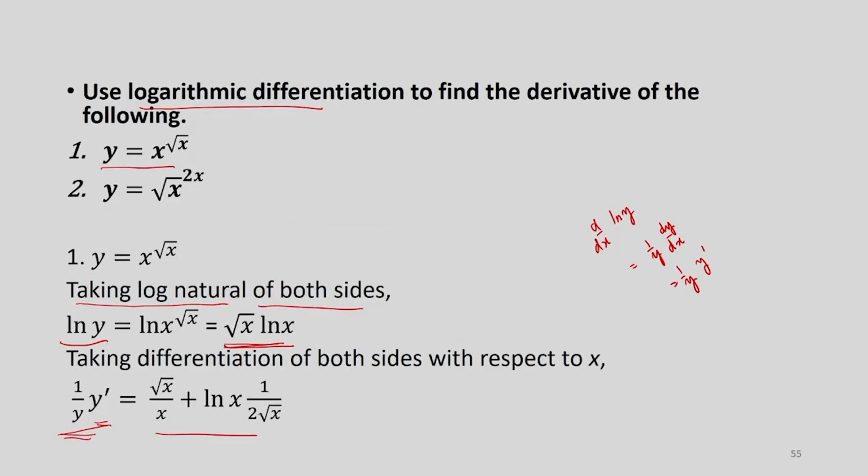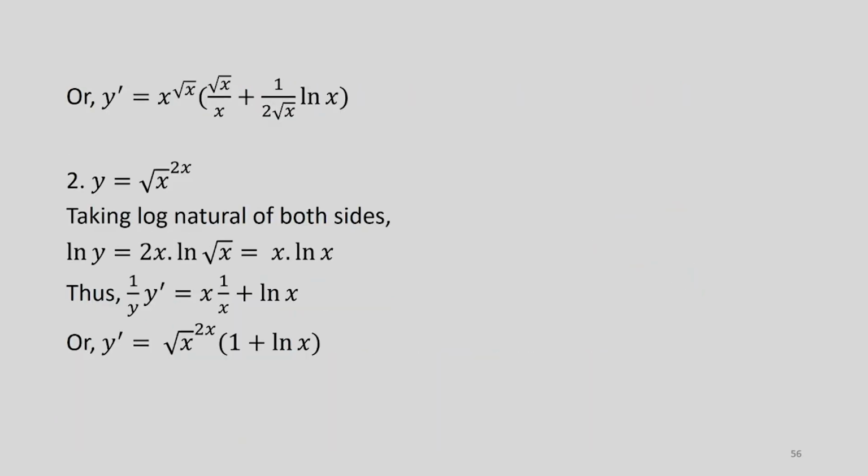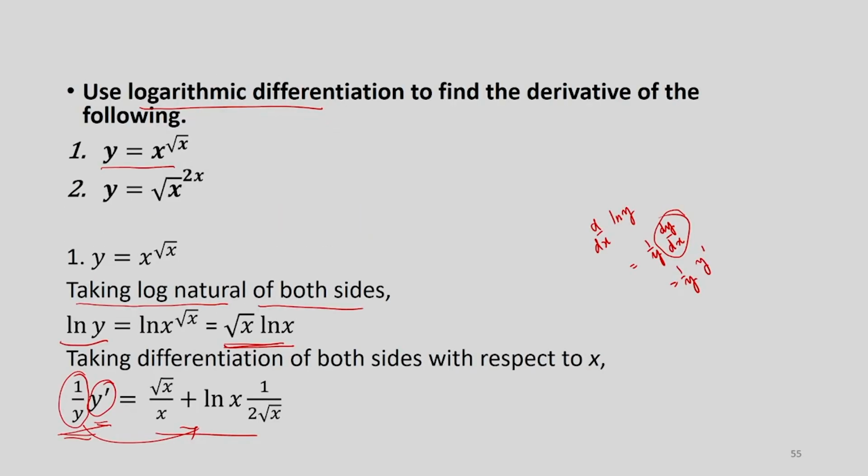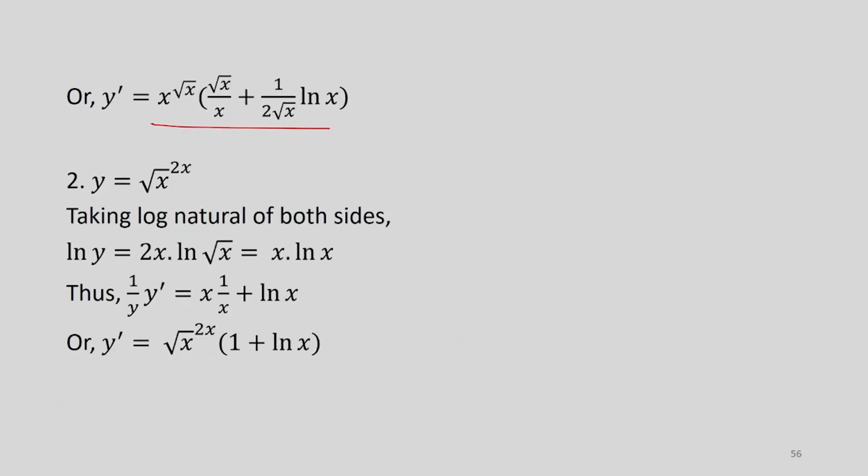In the next stage, I take y to this side because I have to find out y dashed, that is dy dx. On the left hand side, I cannot have this term which is getting multiplied with y dashed. So I multiply both sides of the equation with y, and that will give me only y dashed on the left hand side. Therefore y dashed is equal to x to the power root x multiplied by root x divided by x plus log x divided by 2 root x. This is the answer.